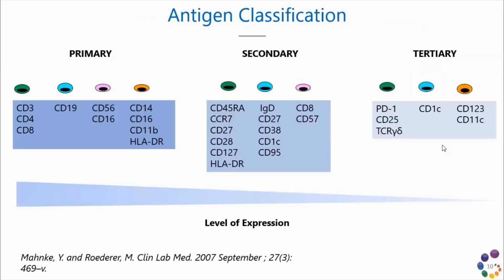When thinking about antigen classification, we highly recommend that you read this Roederer paper. It talks about 3 different levels of classification: primary, secondary, and tertiary. The primary level are the antigens with the highest levels of expression. For the human PBMC panel we are looking at today, the T cells we are looking at have primary antigens of CD3, CD4, and CD8.